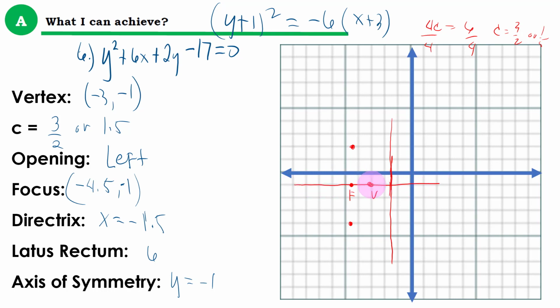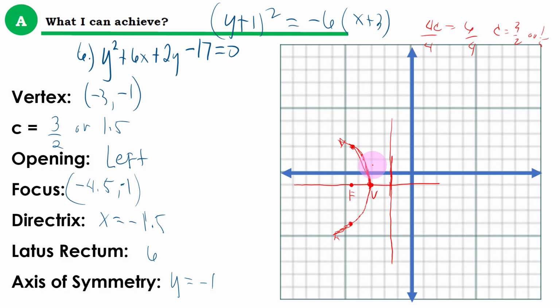And then, sketch the graph. Okay, so this is the graph of our y squared plus 6x plus 2y minus 17 equals 0. Okay, so again, checkan po natin yung ating mga sagot. Kung mali po yung sagot, be honest. Hindi naman yan yung maging basis ng grade ninyo. Ang maging basis ng grade ninyo ay kung paano ninyo itinama yung inyong mga pagkakamali.